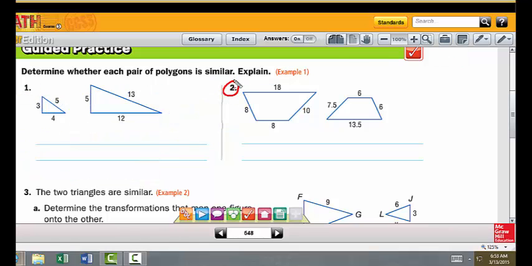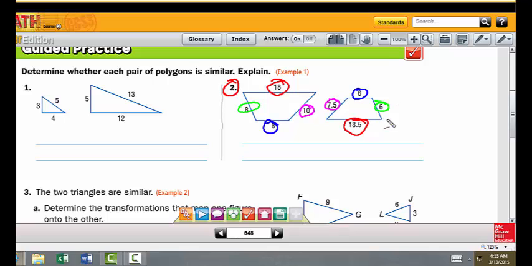Here's your solution to problem number 2. The first thing that you should notice here is that the orientation is not the same. So one of the things you should think about is that we're comparing 18 to 13.5, not to 6. Be careful about that. We're going to compare 8 to 6 like this, and then these two sides, in this case, this side is here. That's also 8 to 6. And then lastly, you have 10 to 7.5.